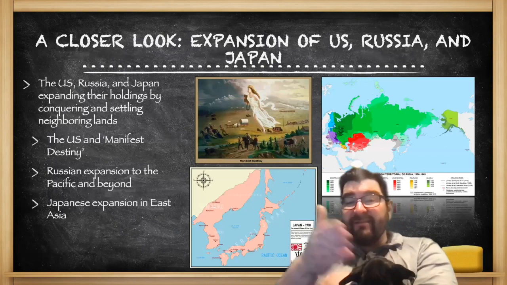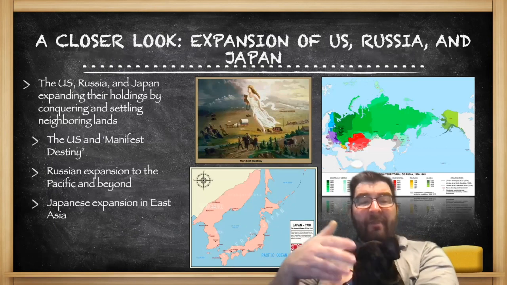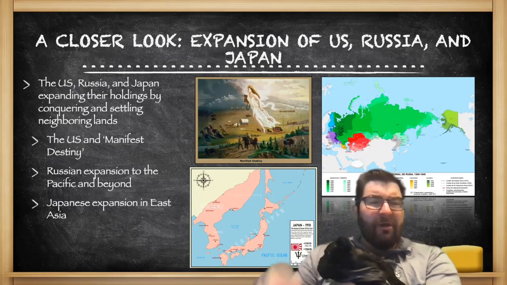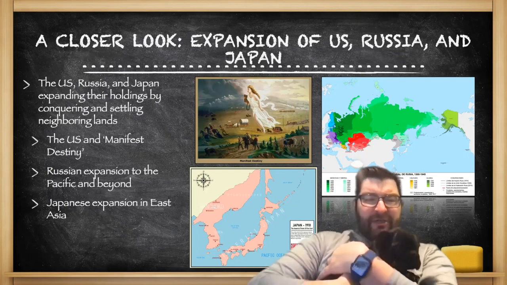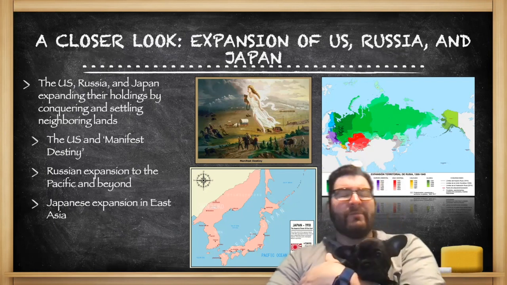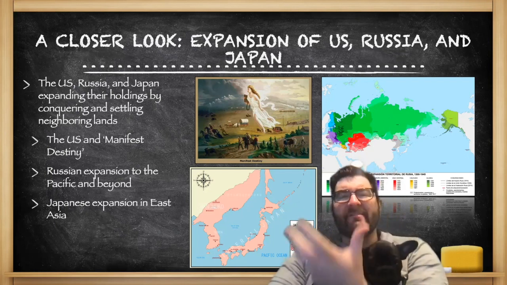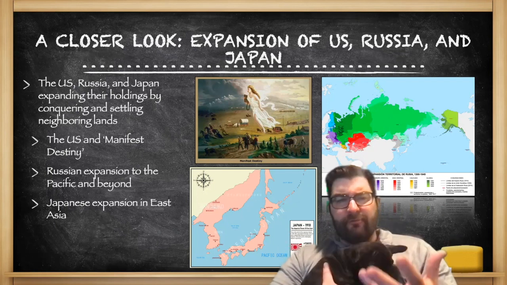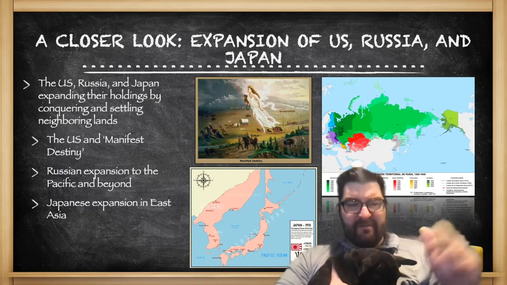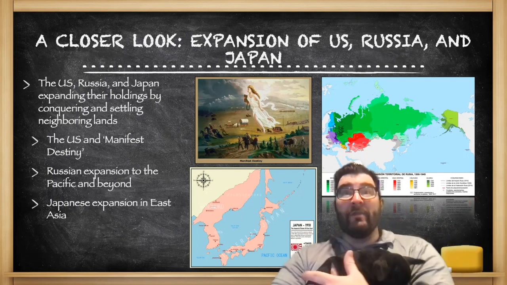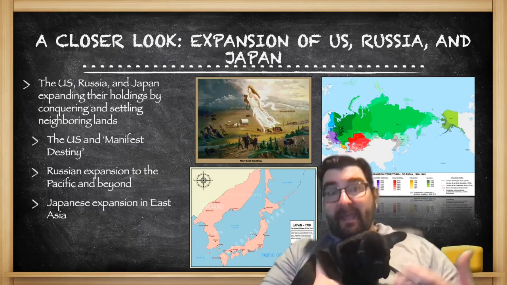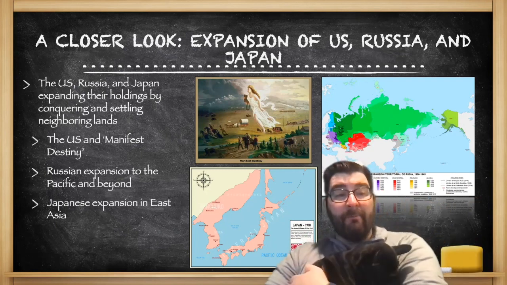With regard to the United States, Russia, and Japan, these three nations are also going to experience a lot of expansion, but more in their own local region initially. The United States and the concept of manifest destiny. This is the belief of Americans that God had granted Americans the right to control from the Atlantic all the way to the Pacific. And it was only the Americans' obligation to manifest or make that reality come true.